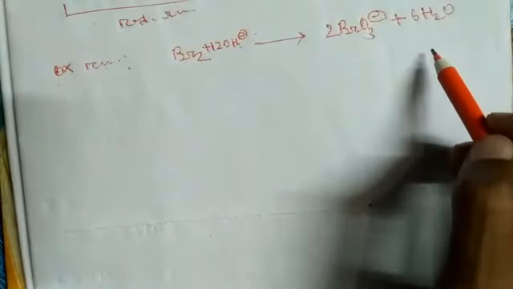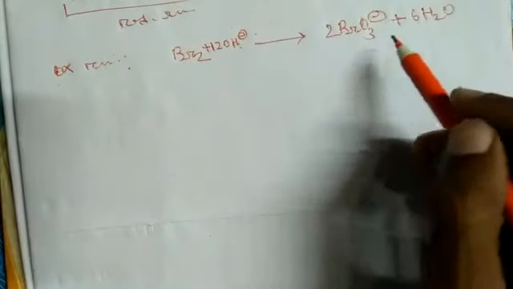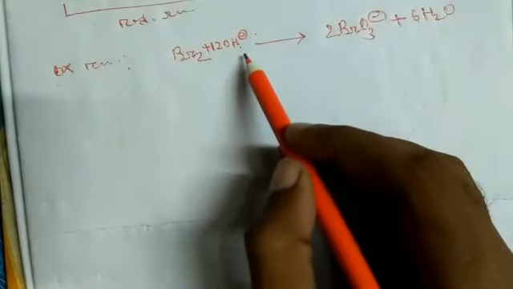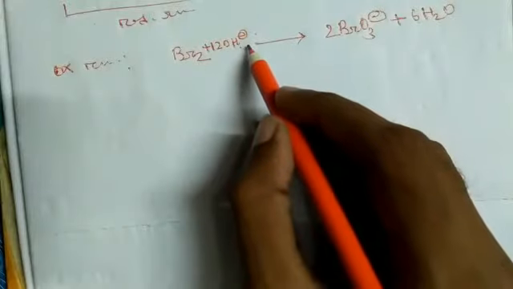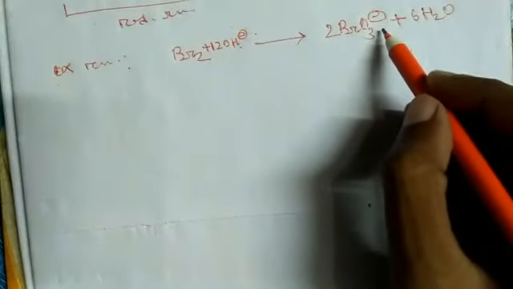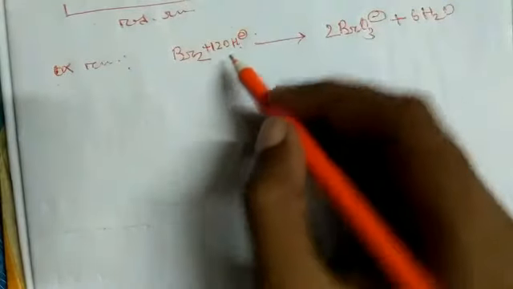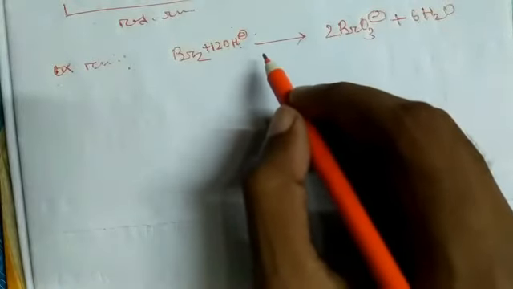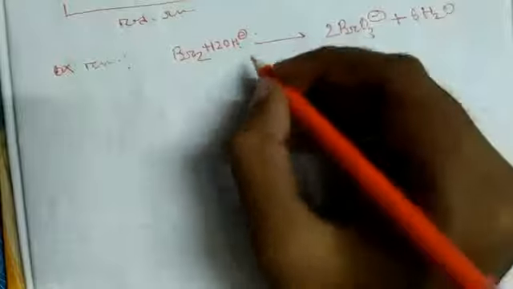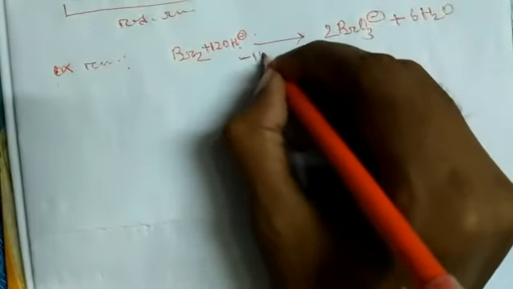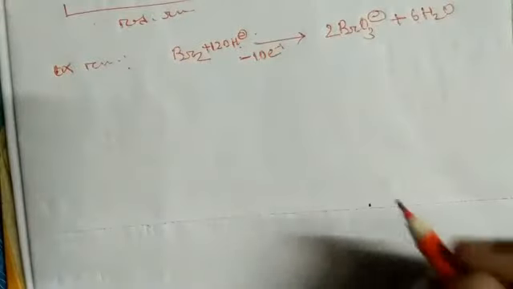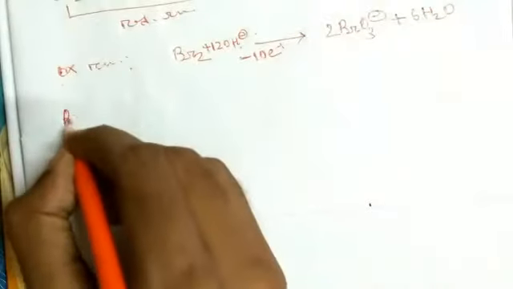So now we have to make sure that on both sides the charges are the same. Here is 12 negative charge and here is 2 negative charge. So from this side we have to extract 10 negative charges, and that can be done by -10 electrons. Now we consider the reduction reaction.